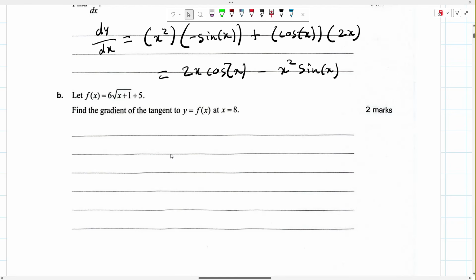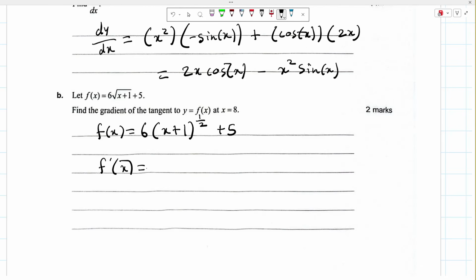Let f of x be equal to 6 times the square root of x plus 1, and then plus 5. Find the gradient of the tangent to y equals f of x at x equals 8. When we do derivatives, it's usually helpful to take away a square root and write it instead as a power of a half. Now we want to take the derivative. When you take the derivative, you do the chain rule, and you're just going to get this. And the plus 5 would disappear because the derivative of a constant is just 0.